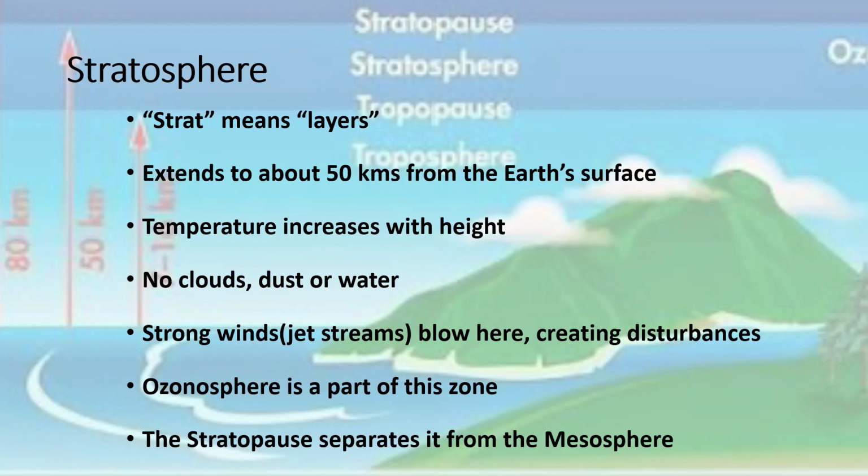And here, it's much warmer. You can see in the background, you have got the troposphere, the tropopause, the stratosphere and the stratopause. It extends up to 50 kilometers. This layer does not have clouds, dust or water. And in this layer, we do have the ozonosphere also, which we will be dealing with in a later slide. This layer is separated from the mesosphere by the stratopause. Okay?